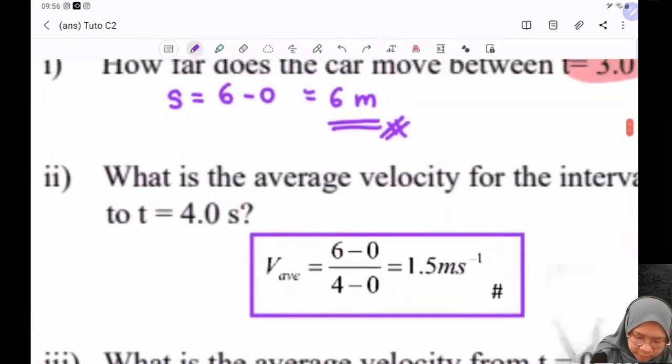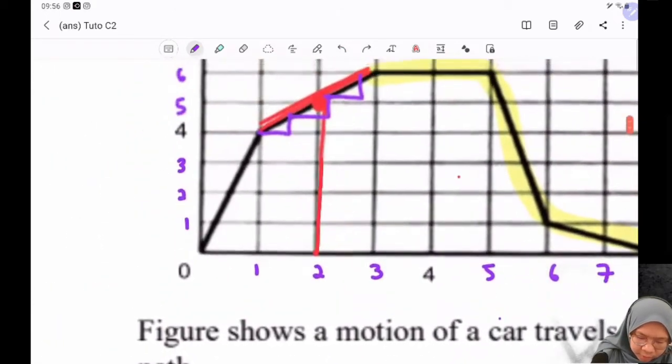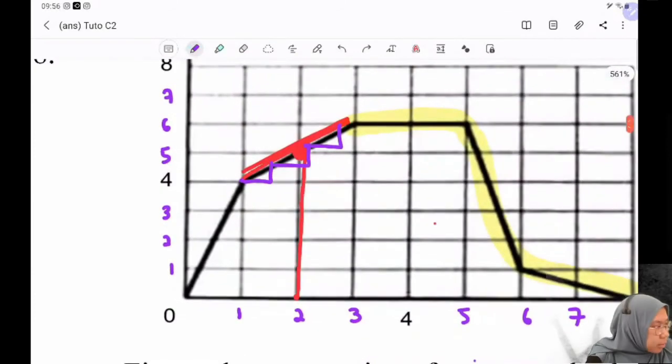So, this one nilai dia ambil 6 tolak 4 bahagi dengan 3 tolak 1.